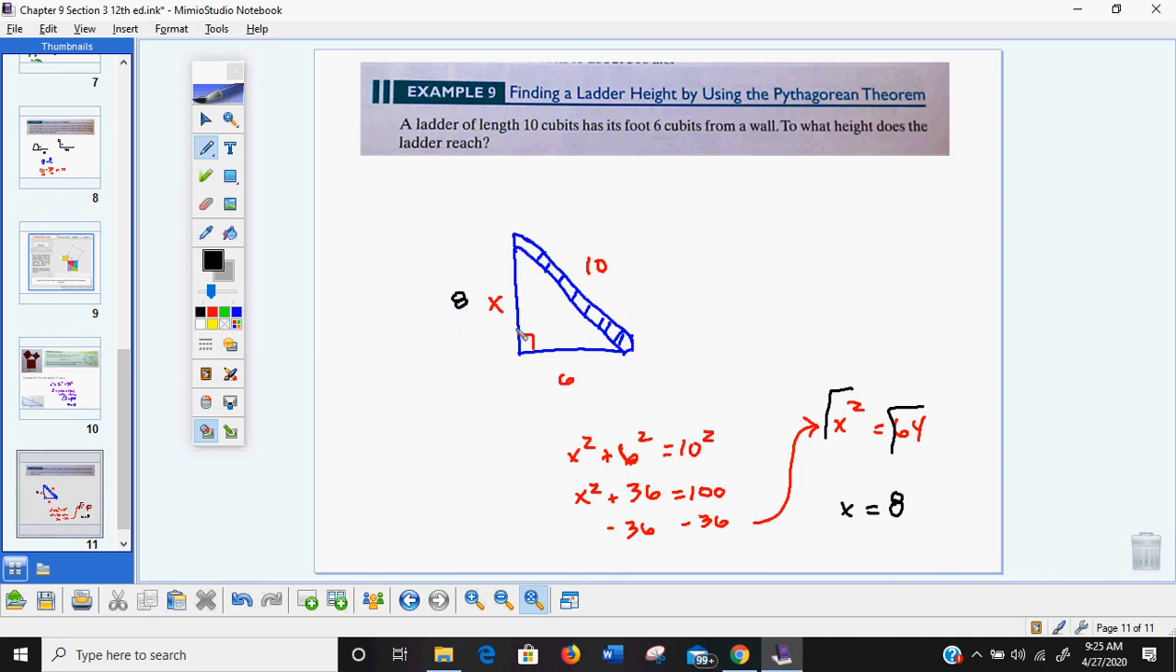There are common right triangles, 3, 4, 5, 6, 8, 10. Those are both very common right triangles.